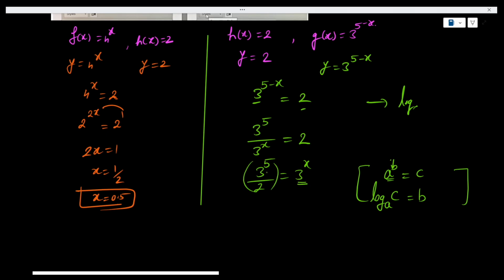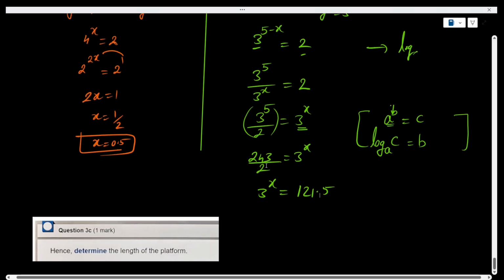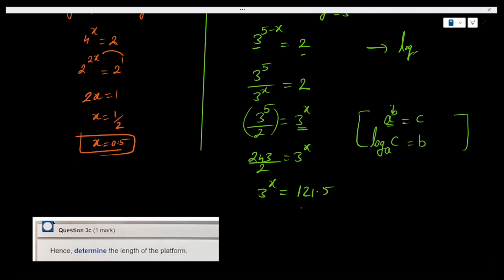This is the value which can be written as, if I am taking 3 to the power 5, 3 to the power 5 can be taken as 243. 243 by 2 is equal to 3 to the power x. So which can be written as 3 to the power x equals 121.5. Now, because the right hand side I cannot convert into base 3, we can convert it into log. I can write log to the base 3 of 121.5 is equal to x.